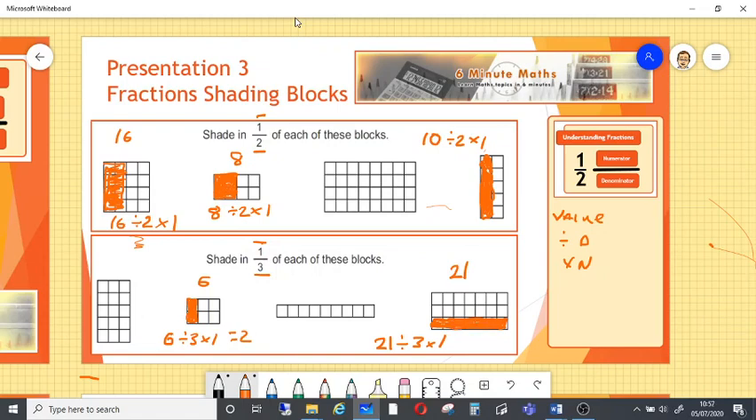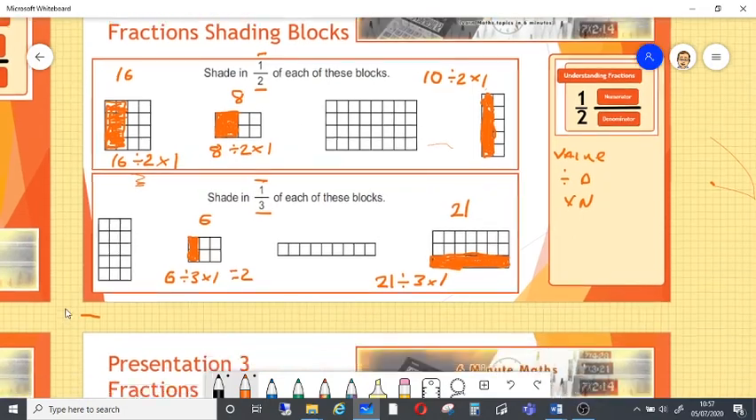Incidentally, you can download this. This sheet will be in as part of my link on the YouTube page, so you'll be able to download the sheet and have a go for yourself. Let's have a look at the next one.